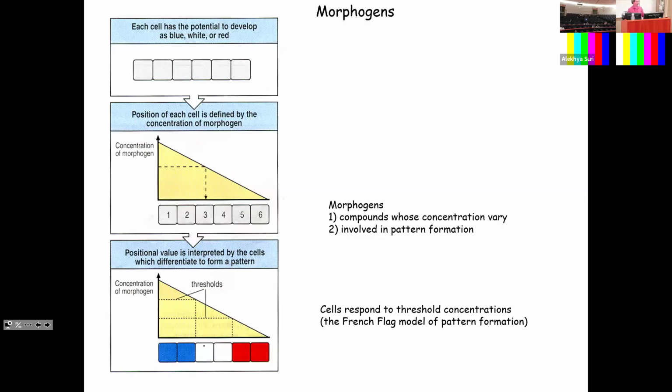And this is a typical example, and it's called the French flag because of the colors. But again, for example, under this concentration, under this value, it will form red. Under this value, it will form white, and under this value, it will form blue. Okay, so that's a new concept. And once again, the notochord is a tissue that contains these morphogens, many morphogens.